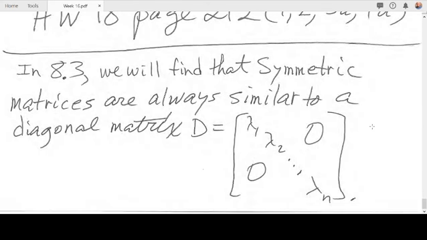Now, we're going to find in the next video that symmetric matrices are always similar to a diagonal matrix D, where the entries on the diagonal correspond to the eigenvalues of A. That concludes our video.